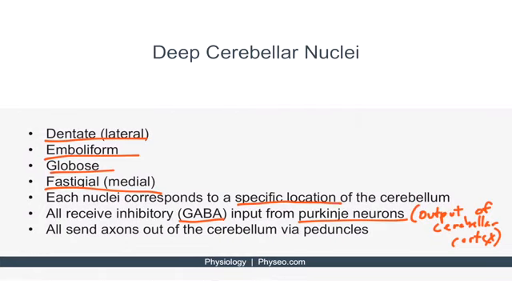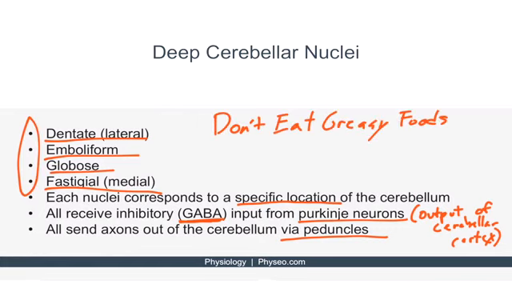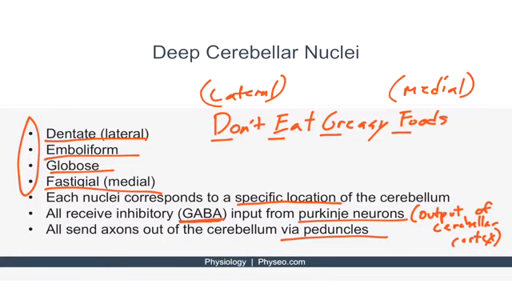And then these nuclei, once inhibited by GABA, will all send axons out of the cerebellum via the peduncles. Now to remember these nuclei, some people like to say, "Don't eat greasy foods." So dentate, emboliform, globose, and fastigial, from lateral to medial. Personally, I like "degrees Fahrenheit," just easier for me to remember. So remember, D is lateral and F for fastigial is the most medial.